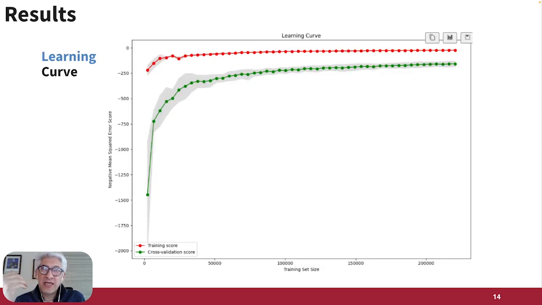As we can see, the learning curve seems to plateau around 75 to 100,000 training samples, indicating the model might reach its optimal capacity efficiently without requiring excessive data.